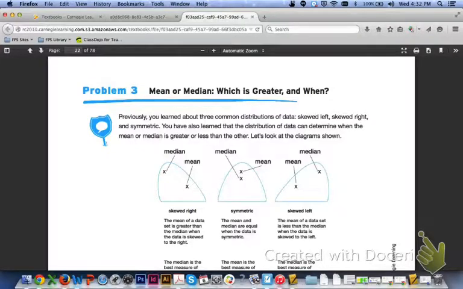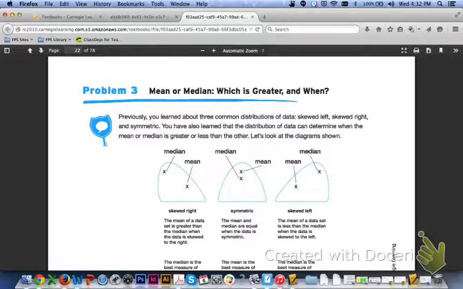Today's lesson is picking up where we left off. We were on page 1088. We just finished problem 2 dealing with the mean, median, and mode and when to use the mean, median, and mode in different situations. We're going to continue that practice here today with problem 3.